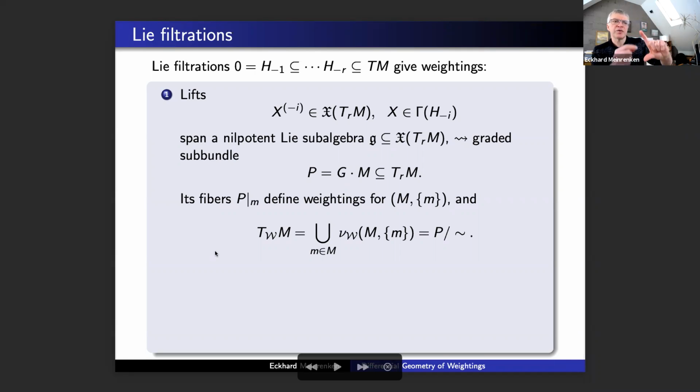Right, and so if you take the subbundle and just restrict to points, then this defines weightings for all the points. So every point has a weighting in this sense. And so you get a weighted normal bundle for every point. You might call it the weighted tangent space, and the union is the weighted tangent bundle, or called the osculating tangent bundle. So this is the same thing. Or you can also directly say it's some quotient of this P.